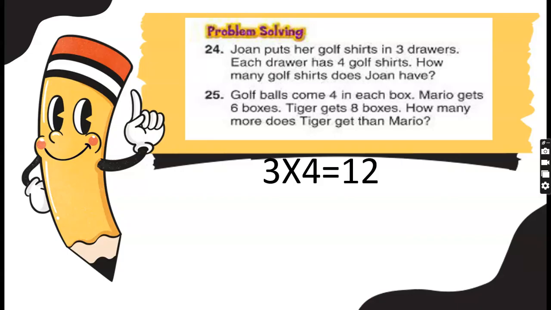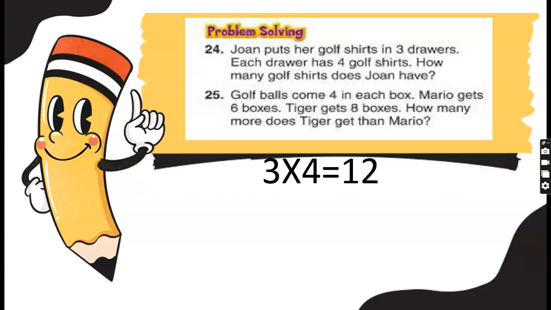What about question number 25? Golf balls come 4 in each box. So each box that you will have, it will contain how many balls? It will contain 4 golf balls. Good job. We have our friend Mario. He gets 6 boxes. So the number of boxes that Mario has is 6. What about Tiger? The second friend, he has 8 boxes.